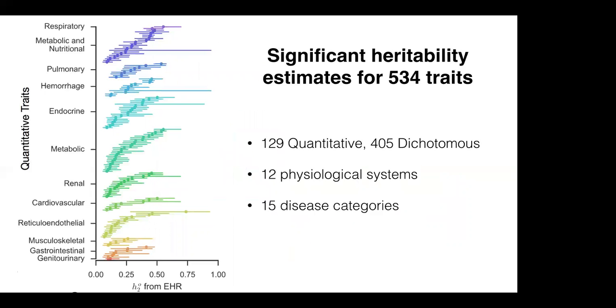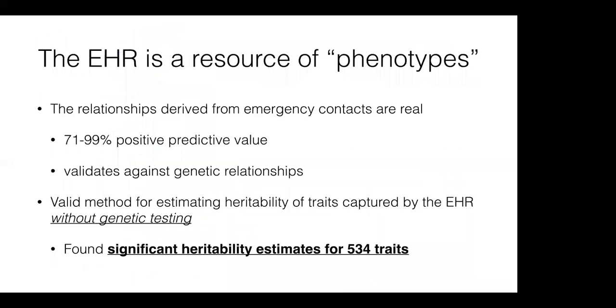Overall, we identified significant heritability estimates for 534 traits. These traits include 129 that are quantitative and 405 that are dichotomous. They involve 12 different physiological systems and 15 disease categories. What we see here is that the electronic health record is a very valuable resource of phenotypes. The relationships that are being derived from emergency contacts are real. We validated those relationships against clinical information as well as genetic, and we identified a positive predictive value that varied from 71 to 99%. It is a valid method for estimating heritability of traits without using genetic testing.